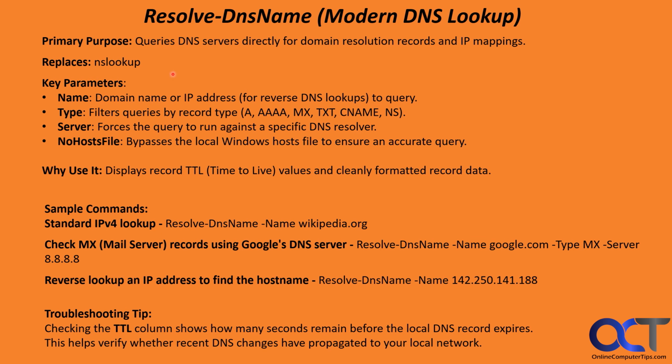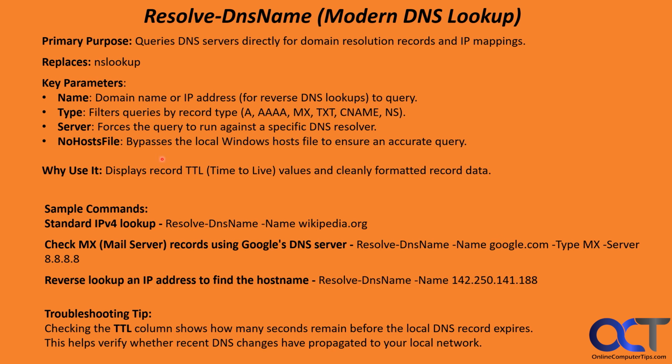So the purpose here is to query DNS servers directly for domain resolution records and IP mappings. So this replaces NSLookup, not really replaces it, but you could use it instead of NSLookup. All right, so we have our key parameters here. Once again, not the only parameters. So name, so we could have a domain name or IP address for reverse DNS lookups to query. The type, so if you want to filter by certain types, such as mail records or name server records.